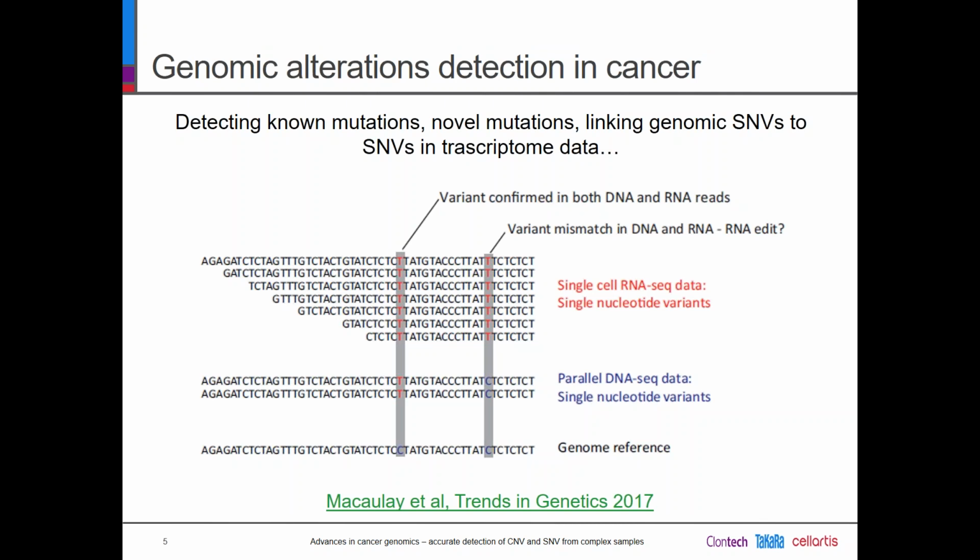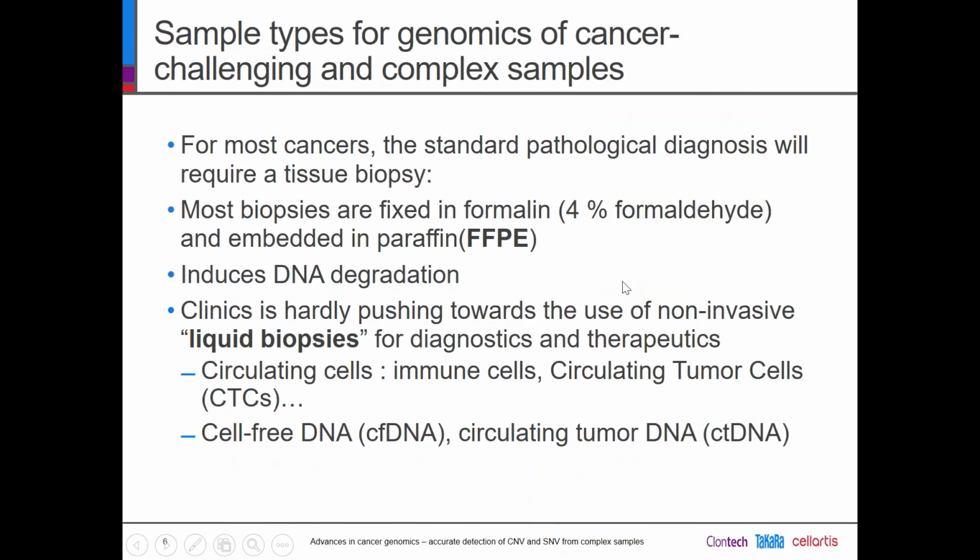And finally, another way of looking at genomic alterations on DNA is searching for known mutations, of course, but as well as novel mutations, and hopefully trying to link those genomic point mutations on the DNA to variations in the transcripts, and of course functional and dysregulated transcriptional output. So there are many ways of getting hands on cancer samples.